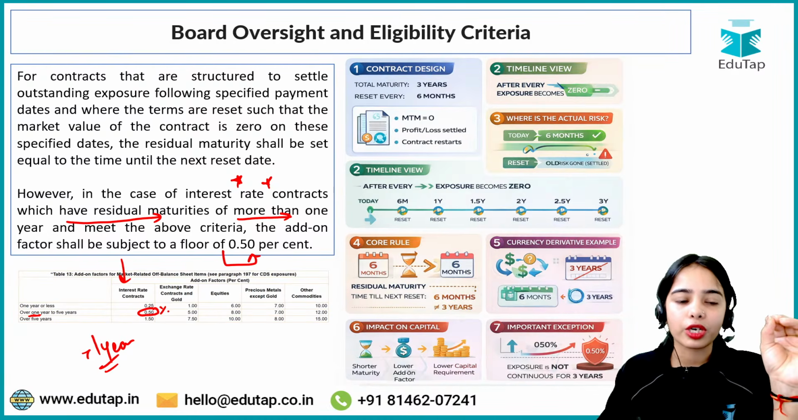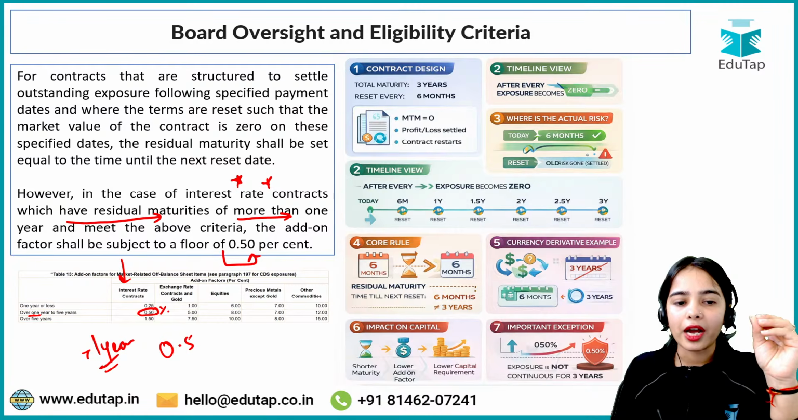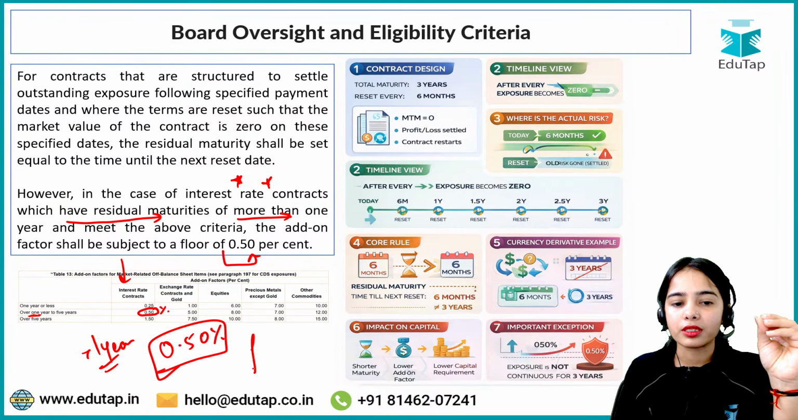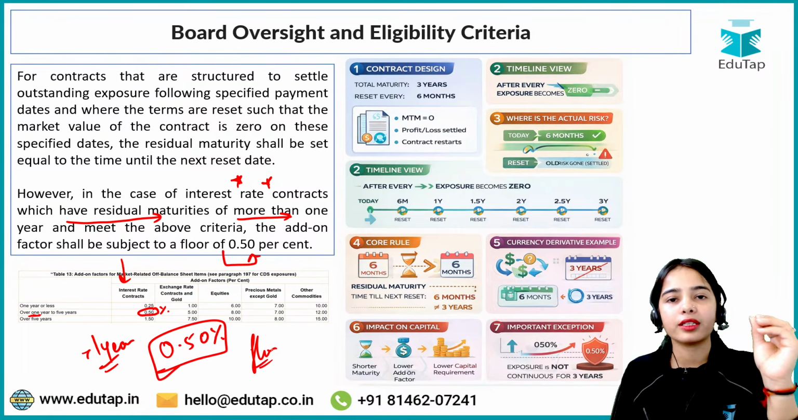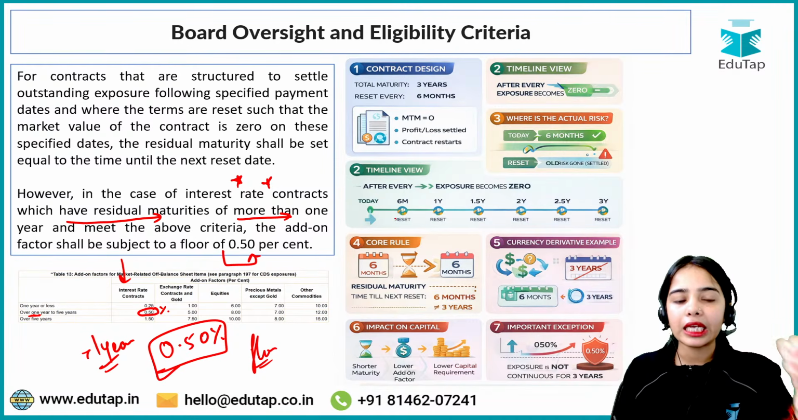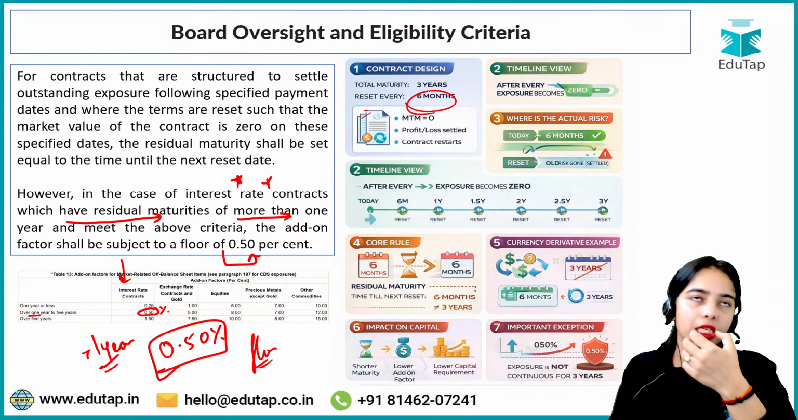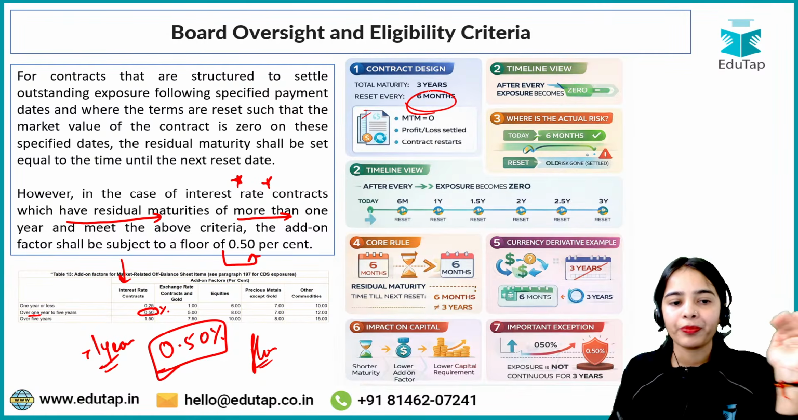If the residual maturity is more than 1 year, the add-on factor is 0.50%. This is the floor, the minimum add-on factor that has to be maintained, even in the case where the reset is happening after every 6 months or 3 months. This is the add-on factor that will have to be maintained.